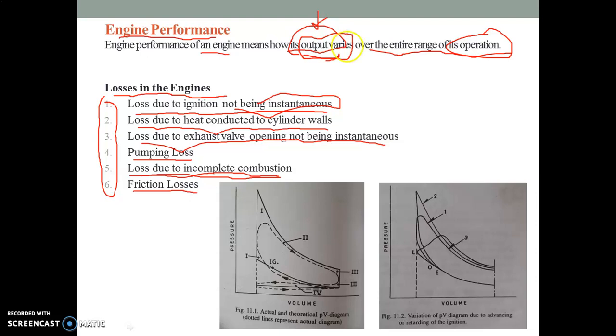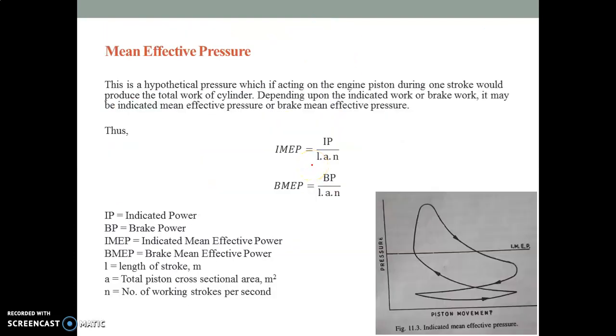So these are some of the losses which affect the engine performance, due to which output is also varied. Here now we will discuss mean effective pressure, which is a hypothetical pressure. We have one graph between power and piston movement. This hypothetical pressure, if acting on the engine piston during one stroke, would produce the total work of the cylinder.